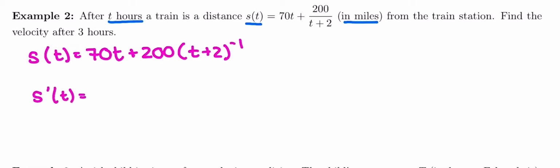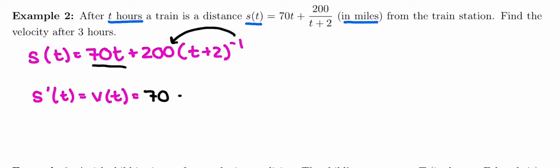Now we can take the derivative of this because we know the derivative of position gives us velocity. So first piece, the derivative of 70t is just 70. Then over here, we're going to bring down the power. 200 times negative 1 is going to give me a negative 200. And I'm applying the chain rule here because I have more than just t raised to a power. So I'm going to bring down the power. I'm going to subtract 1 from my old power. Negative 1 minus 1 is negative 2.